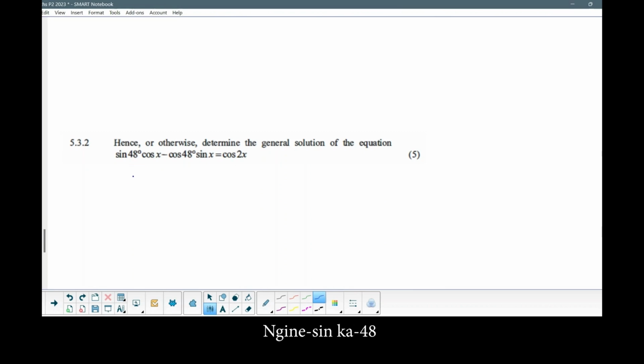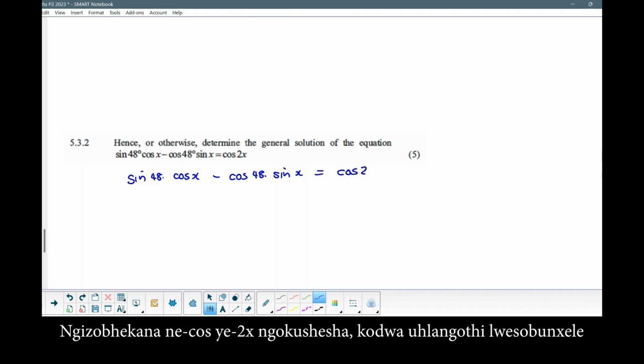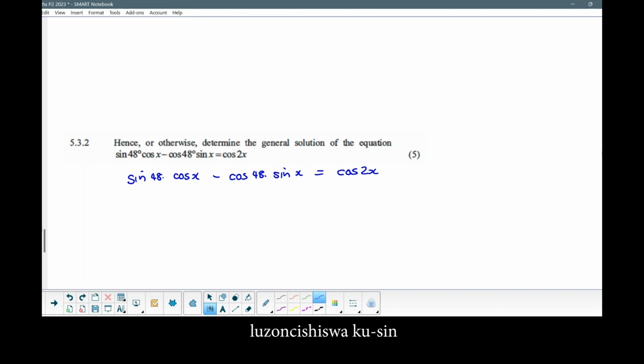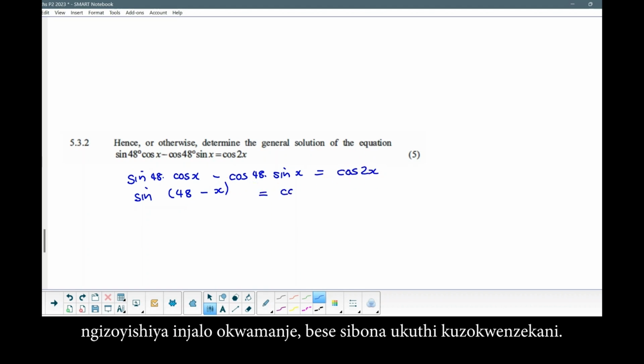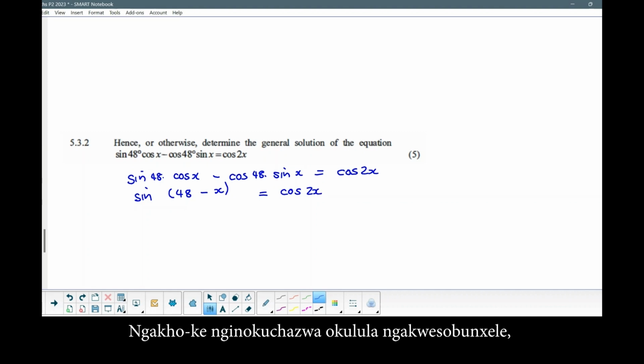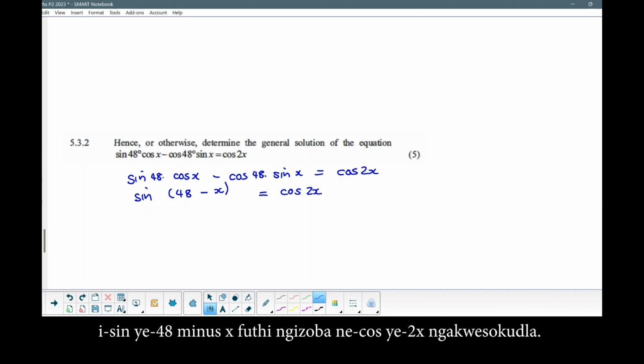So let me write this down. I've got sine 48 times cos x minus cos of 48 times sine x equal to cos of 2x. I'll deal with the cos of 2x shortly. But the left-hand side is going to simplify to sine of 48 minus x, and my cos of 2x I'm going to leave as is for now. Right, so I've got a nice simple expression on the left hand side, sine of 48 minus x, and we've got a cos 2x on the right hand side.